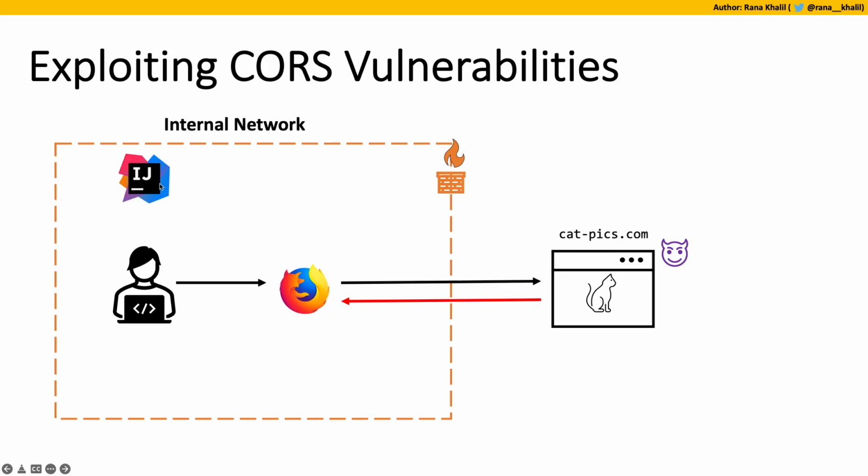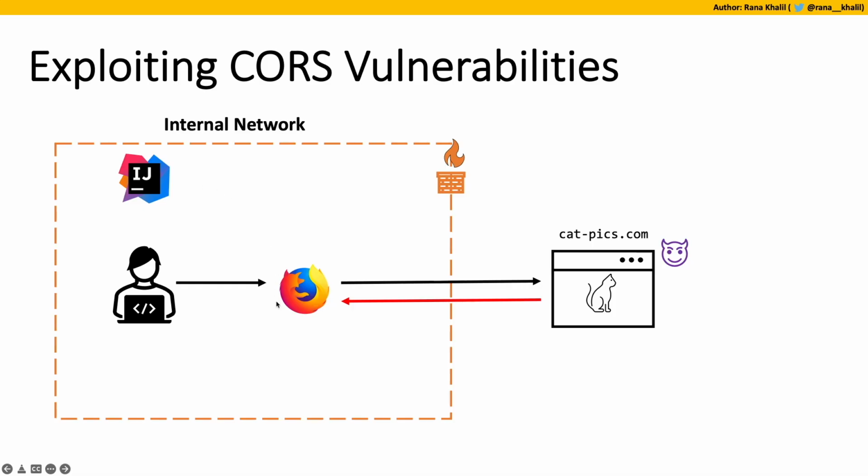IntelliJ IDE. The IDE binds a server on localhost, which by definition of localhost is accessible only from the developer's laptop. But someone discovered that the access control allow origin header on that web server allows any origin on the internet to access this site. However, as an external server, I can't access this IntelliJ web server because it's on an internal network.